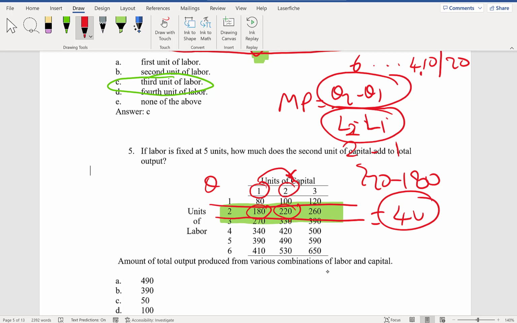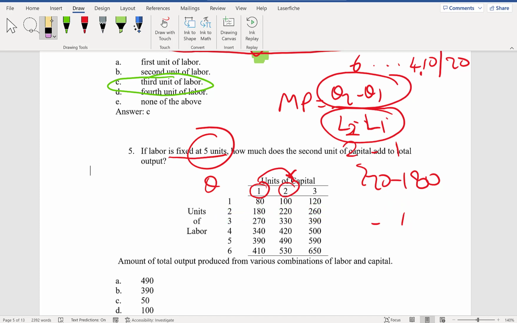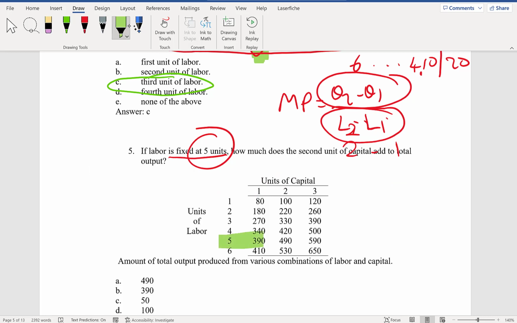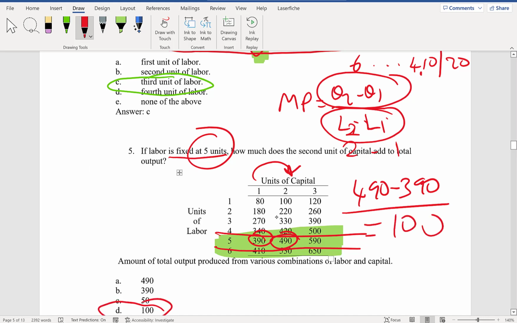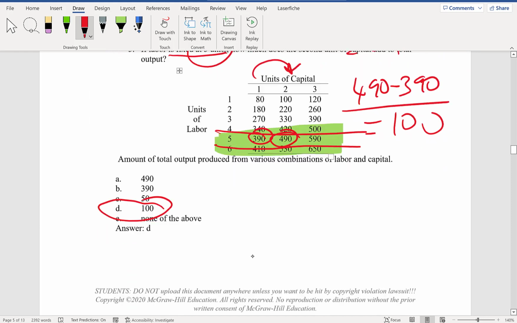Oh, I did it for when labor is fixed at 2 units. But the question is actually asking us 5 units. So let's focus on that one. It's easy. 1 to 2: 390 to 490. 490 minus 390. I just made up another question and answered it. 100 units, folks.